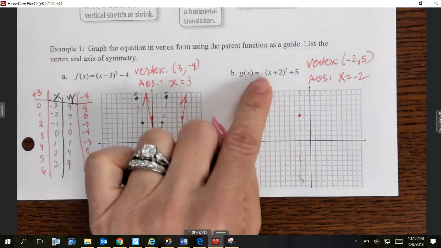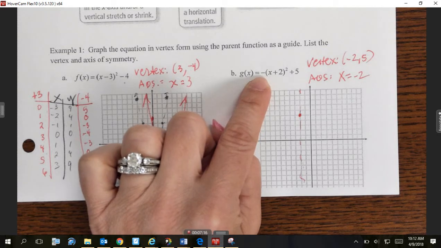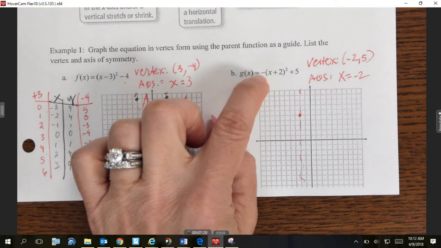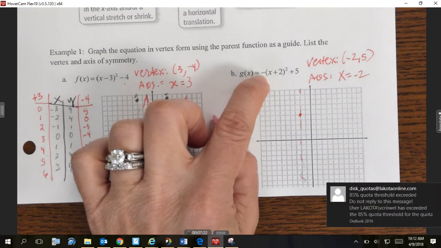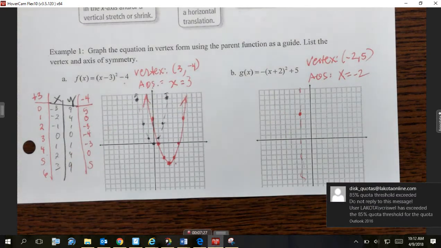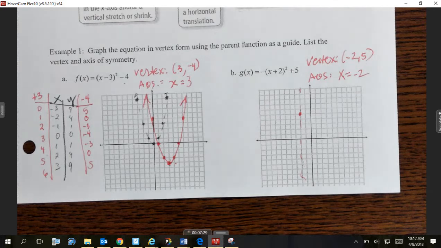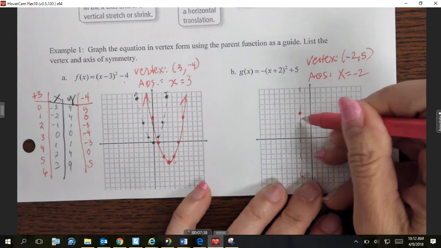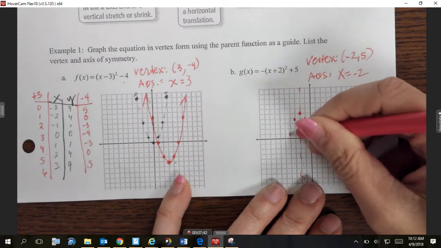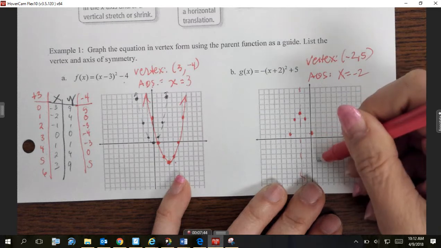And then we look at this number outside the parentheses. Is there a stretch or a shrink? No. But the negative does tell us something. What? It's just going to flip down. So instead of going out 1, up 1, out 2, up 4, I'm going to do the same thing when we move down. Out 1, down. Out, down. So I'll go from here. I'll take that parent function. There's no stretch, so I just go out 2, down 4. Or out 3, down 9.